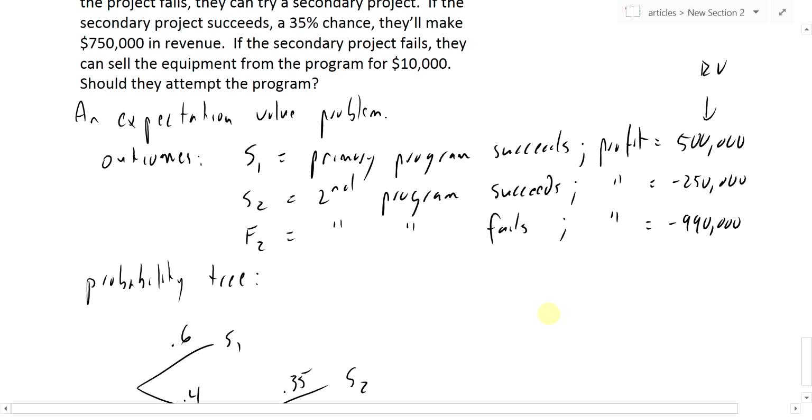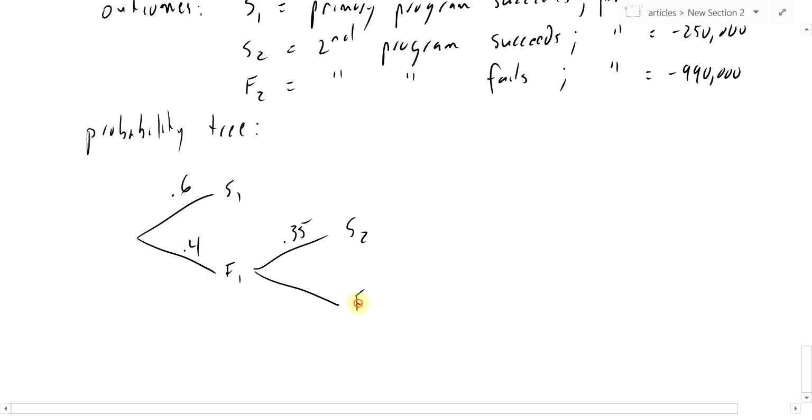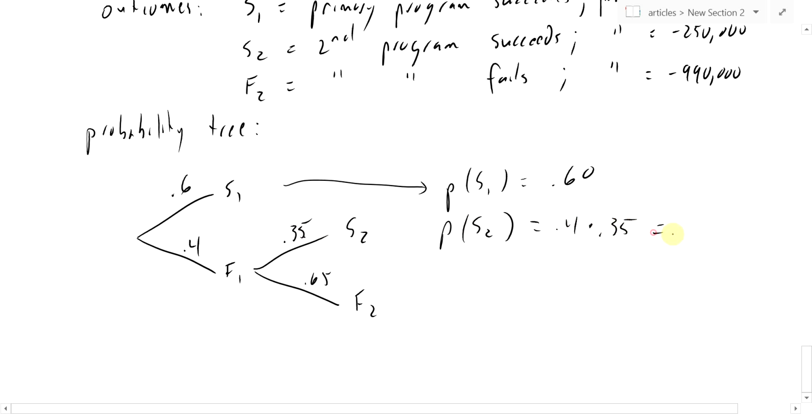If it fails, then we have a chance of a secondary project, which succeeds 35% of the time, so S2, and then it can also fail. If it succeeds 35% of the time, then it fails 65% of the time. And so there's our various outcomes. Probability of this outcome is 0.60. Probability of getting success on the second one, we have to multiply these two together: 0.4 times 0.35, which is 0.14.